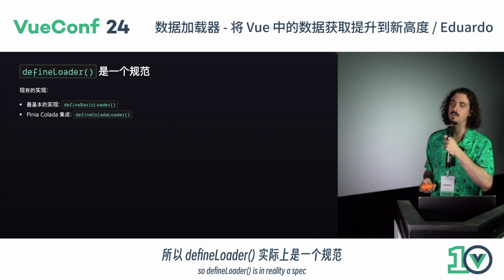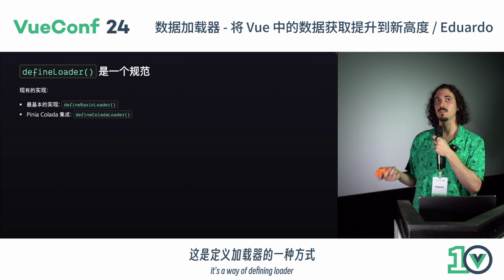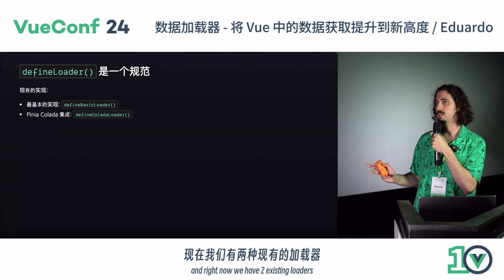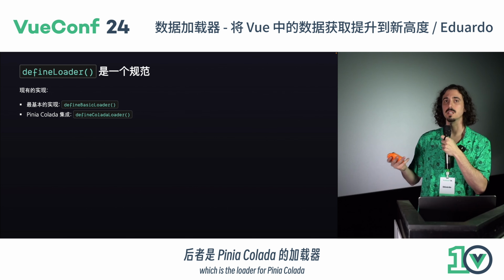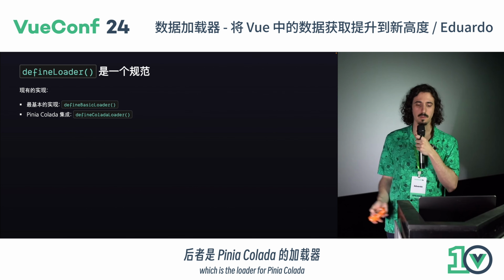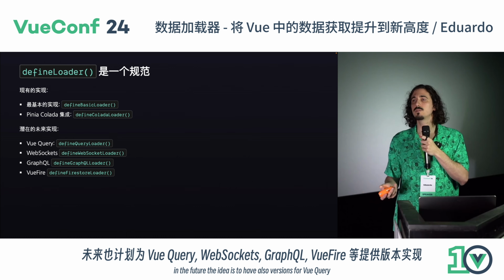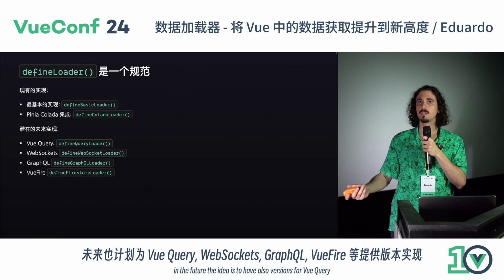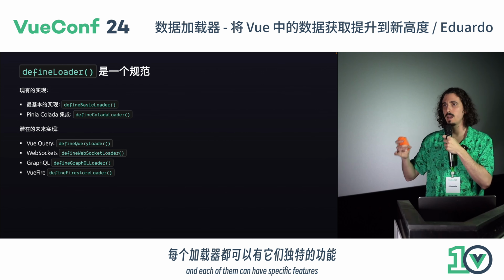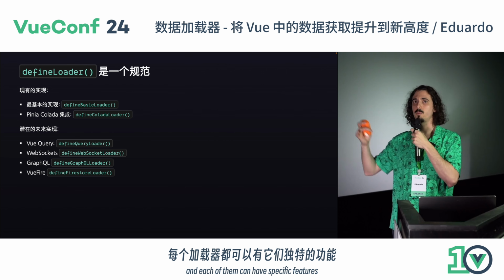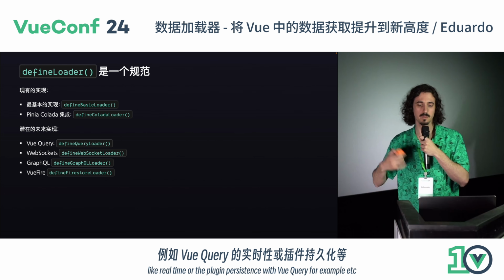So defineLoader is in reality a spec. It's a way of defining loaders. And right now we have two existing loaders. We have defineBasicLoader and defineColadaLoader, which is the loader for Pinia Colada. The future idea is to have also versions for vue-query, WebSockets, GraphQL, VueFire, and each of them can have specific features like real time or the plugin persistence with vue-query, for example, etc.